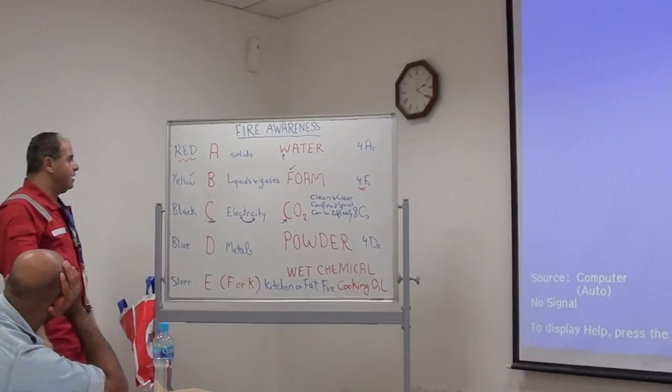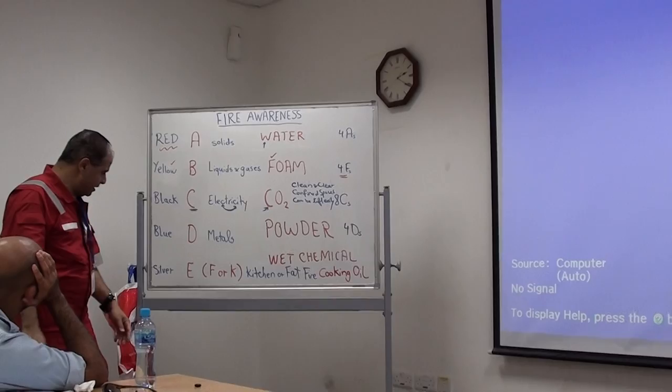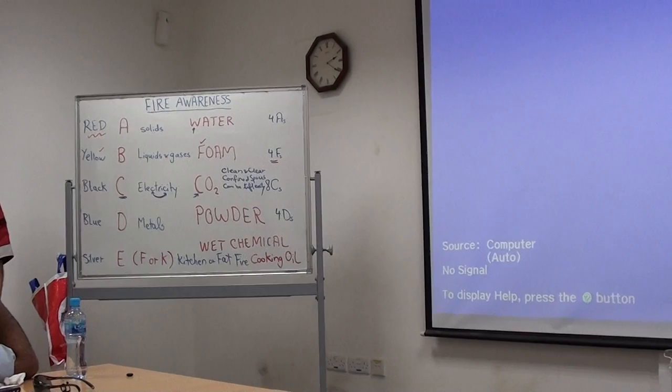We use water for the combustible solids, we use foam for the liquid and gas, we use CO2 for the electricity, we use dry powder for the metals, we use wet chemical for the kitchen. Now, we want to do this exercise together.